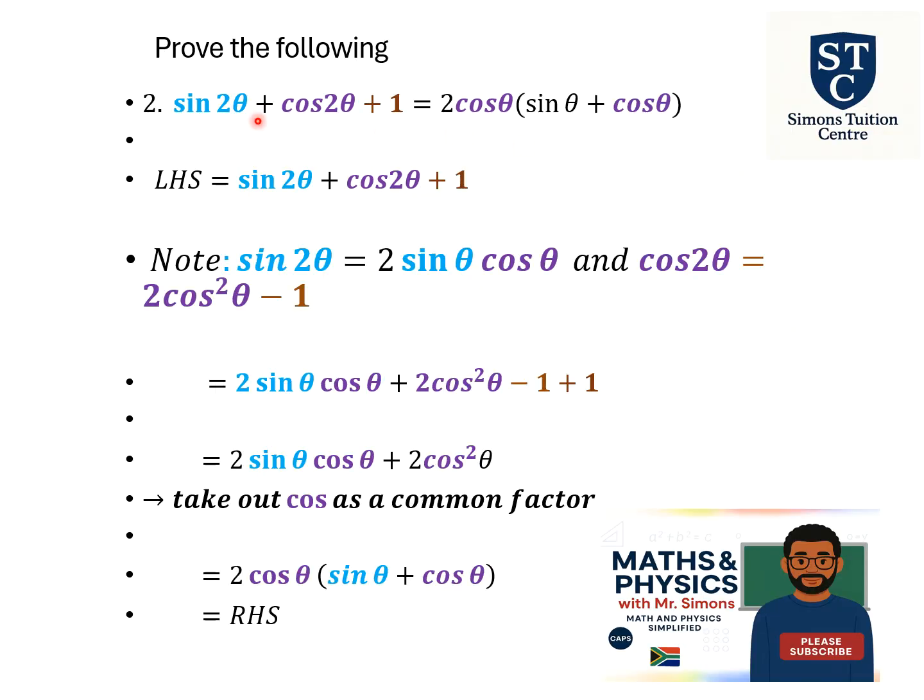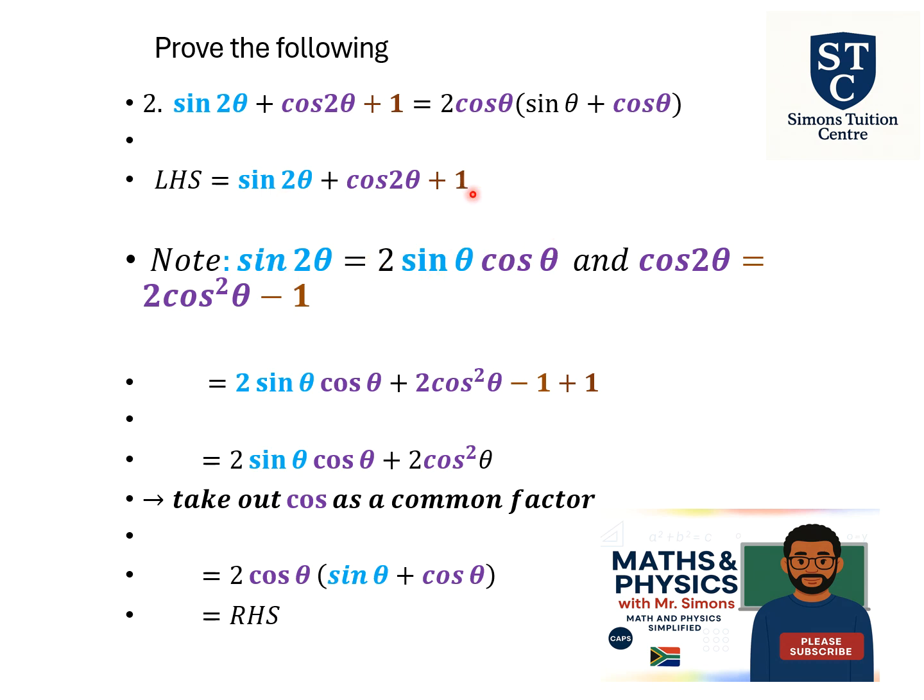Problem number 2. Again, I have sine double angle plus cos double angle plus 1. If I see cos double angle plus 1, my objective is to select it in such a way that I cancel the 1. And this must now become 2 cos theta sine theta plus cos theta. So we should know sine 2 theta can only become 2 sine theta cos theta.